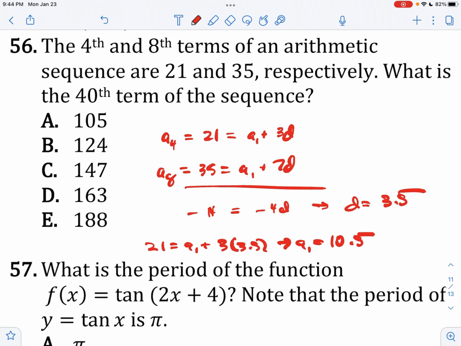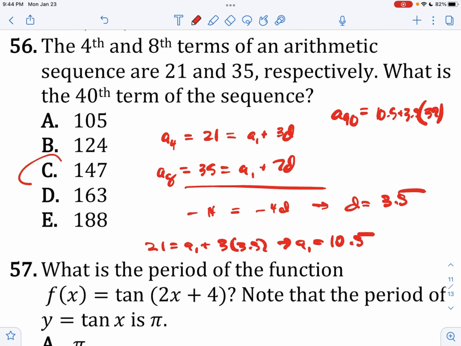Okay, great. Now I can use these two things to calculate A40, which is going to be A1, which is 10.5, plus 3.5 times 39. Okay, so 39 times 3.5 plus 10.5.